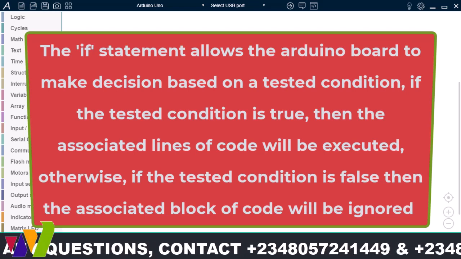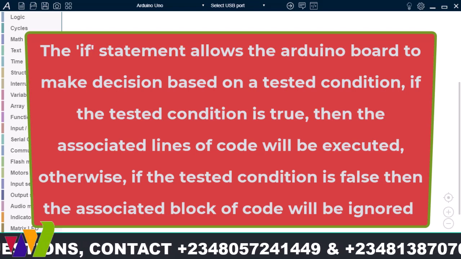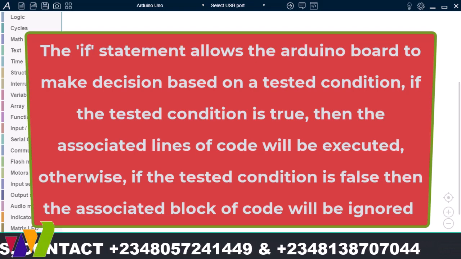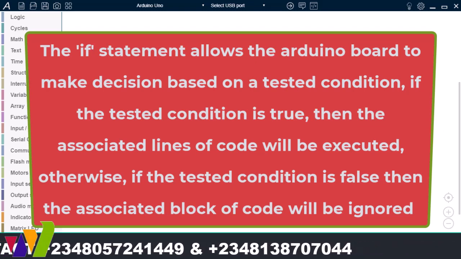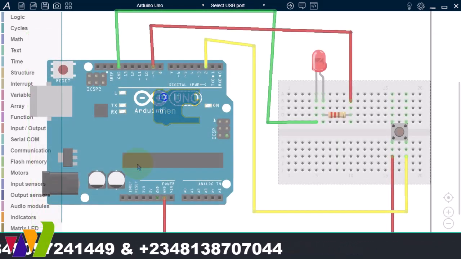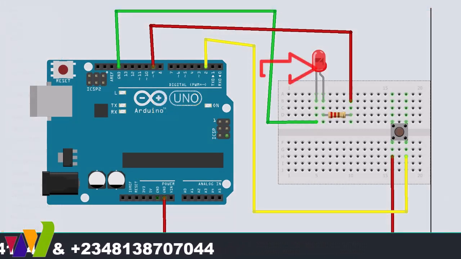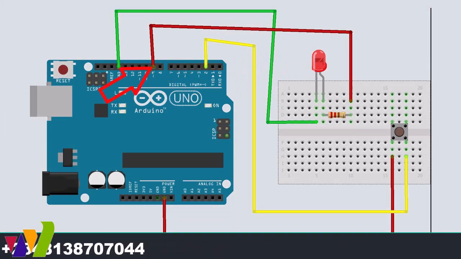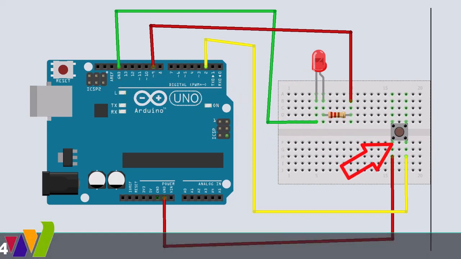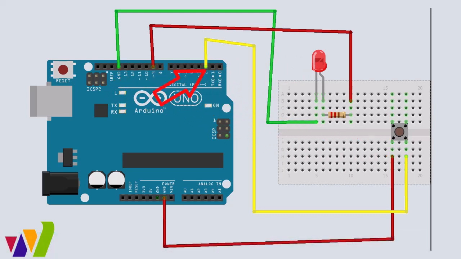If the condition is true, the code inside the then section will run. Otherwise, the Arduino microcontroller will skip the code. Let's see a practical example. We are going to use an LED connected to pin 9. We want the LED to turn on when a button is pressed. The button is connected to digital pin 2.